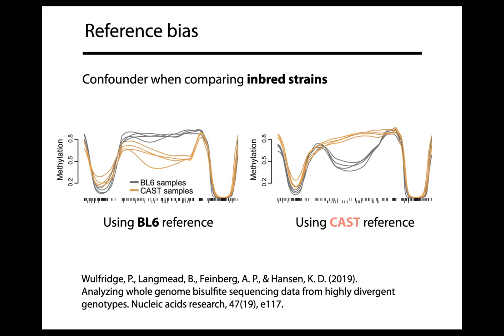There's actually no differential methylation here at all, but depending on whether you're using one inbred strain of mouse or the other as your reference genome, you see a signal, and the direction of the signal depends on which of the two you use as your reference. So like a particular nightmare here, right? Not only is this completely illusory, but the direction of the signal depends on which reference you chose.